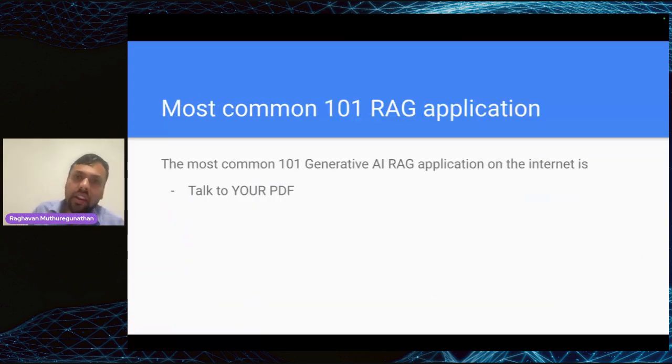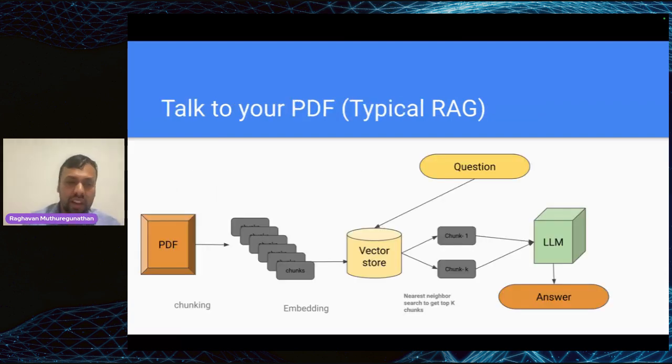Now, how did I get the inspiration for this application? It's because the most common 101 RAG application that you see on the internet is Talk to Your PDF. And the application goes like this: you have a PDF, and then you chunk it into several small chunks, and then you generate an embedding for each of those chunks and store that in a vector store. And when you have a question, which is what you are trying to talk to your PDF to learn more about that PDF, you ask the question.